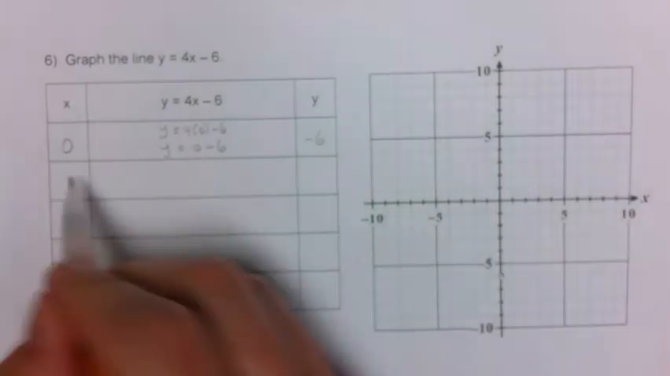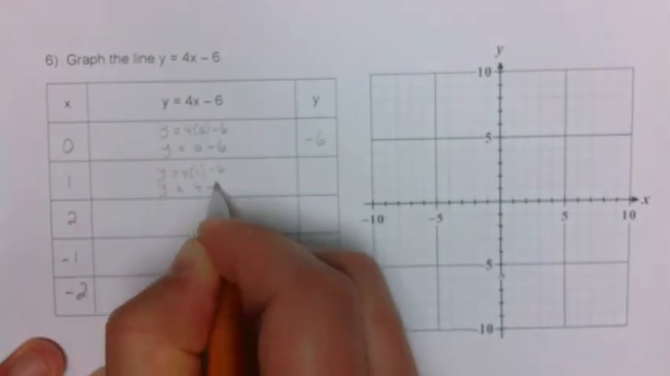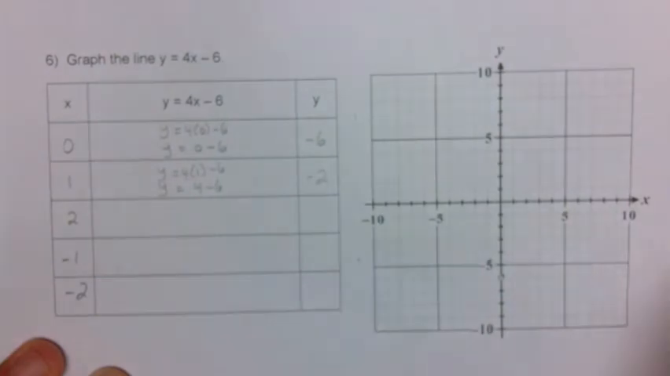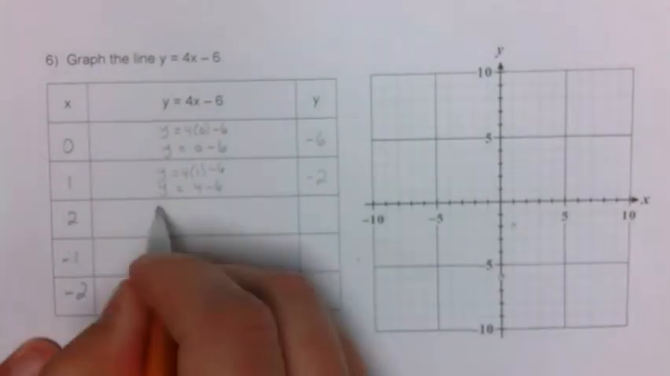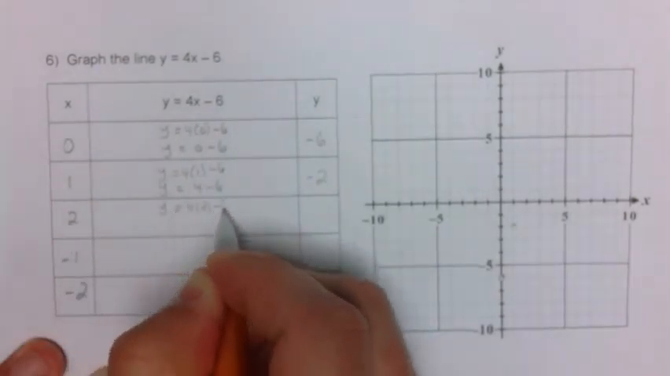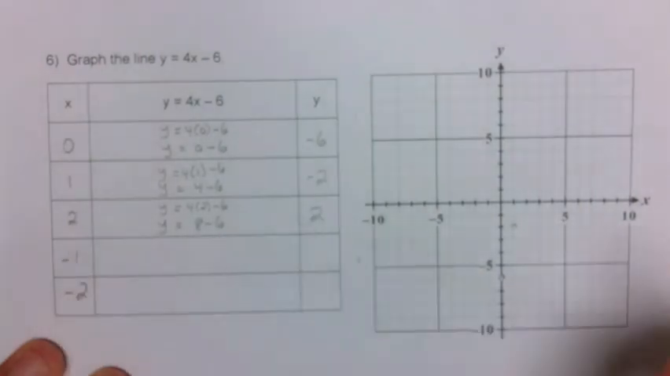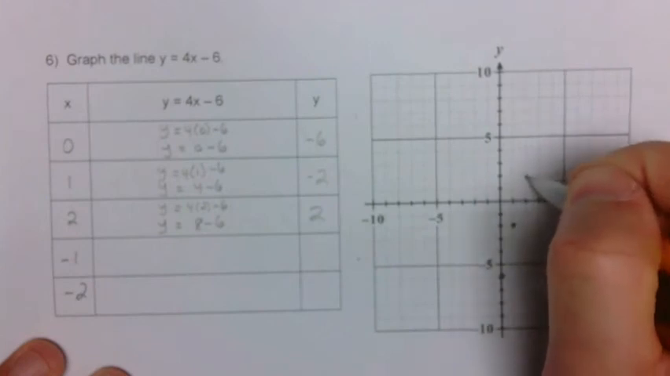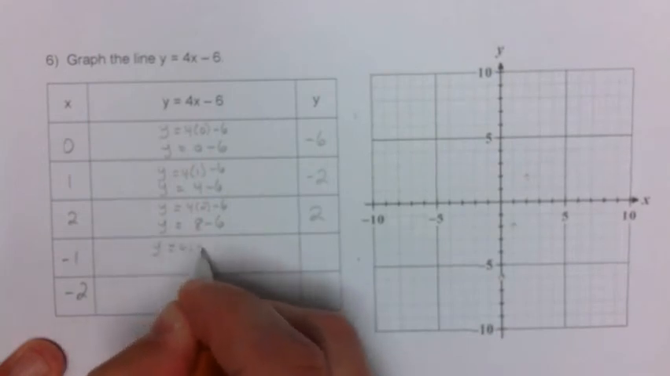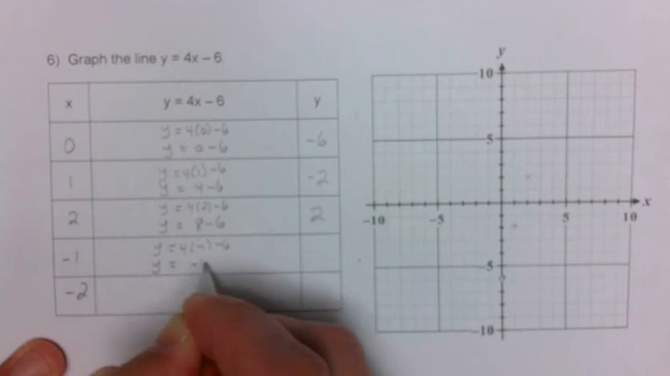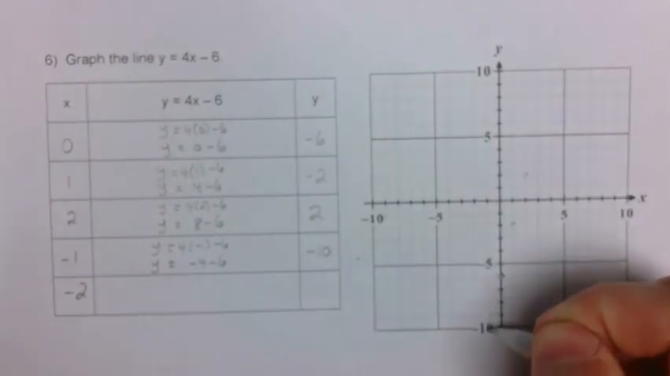All right, x is 1, y equals 4 times 1 minus 6, which is 4 minus 6, or negative 2. 1 comma negative 2 is right here. X is 2. Y equals 4 times 2 minus 6, which is 8 minus 6, or positive 2. 2 comma 2. 1, 2 to the right, up 2 right there. X is negative 1. Y equals 4 times negative 1 minus 6, which is negative 4 minus 6, or negative 10. Negative 1, negative 10 is way down here.